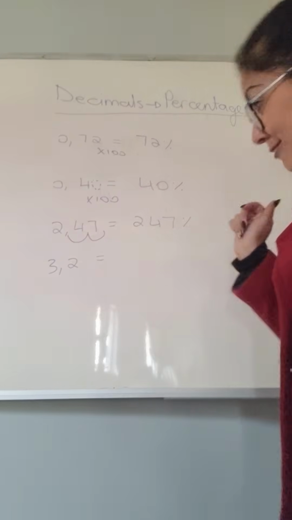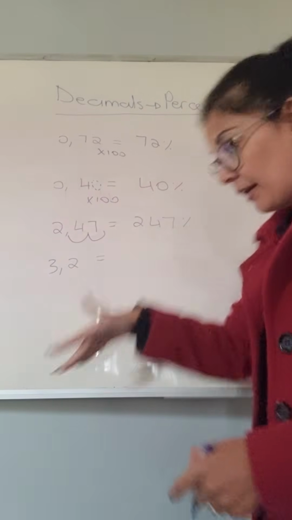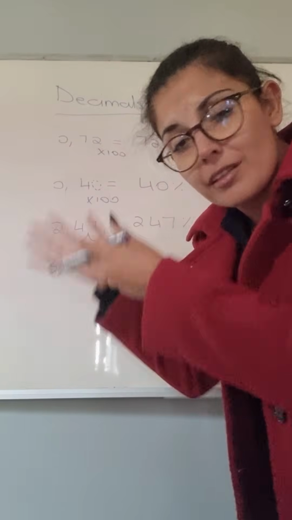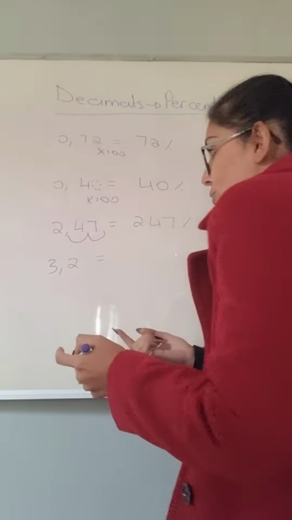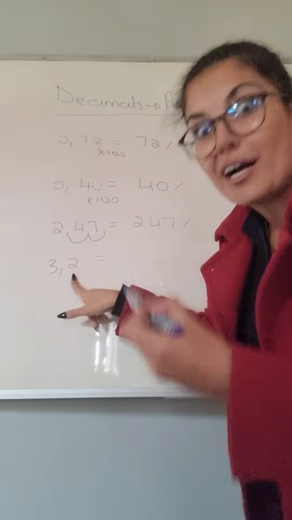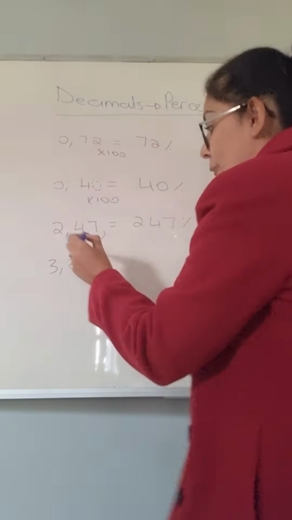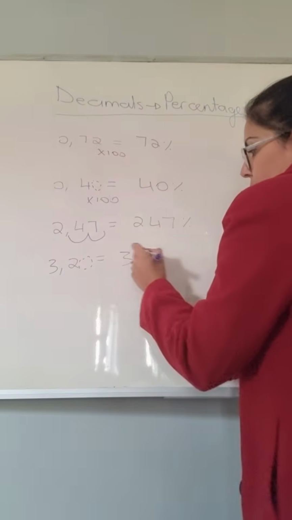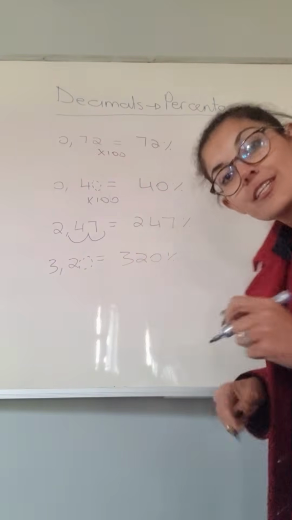Okay? And again here, I have a whole number. Don't panic, just move your decimal point 2 places to the right. But again, I only have 1. Buff it with a 0. Move it 2 places, and you end up with 320%.